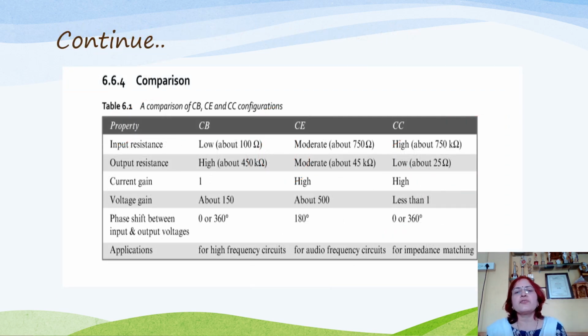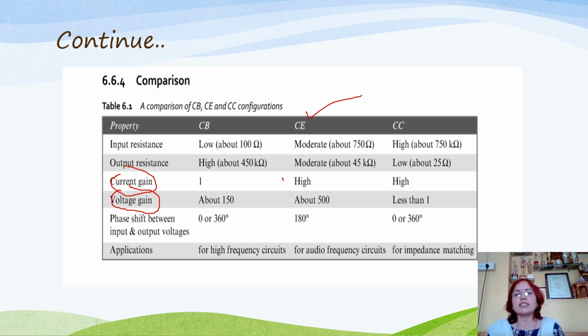Now the comparison of three configurations is given. Out of these, common base, common emitter and common collector, common emitter is the most frequently used in all practical applications. The main reason is that the common emitter configuration has high current gain and high voltage gain. You can see here the current gain and voltage gain both are high.